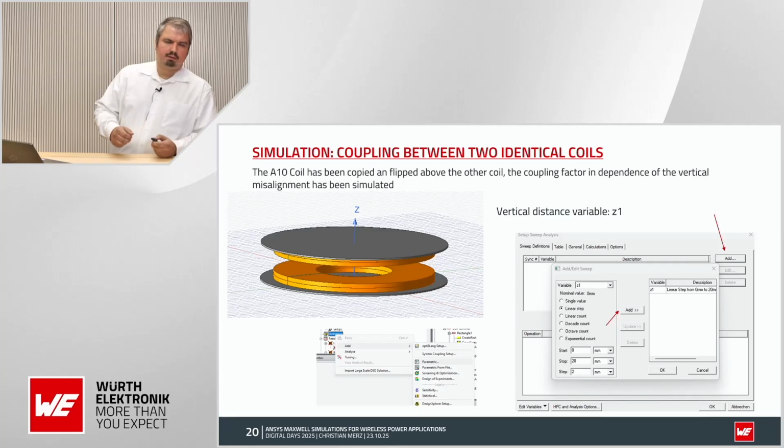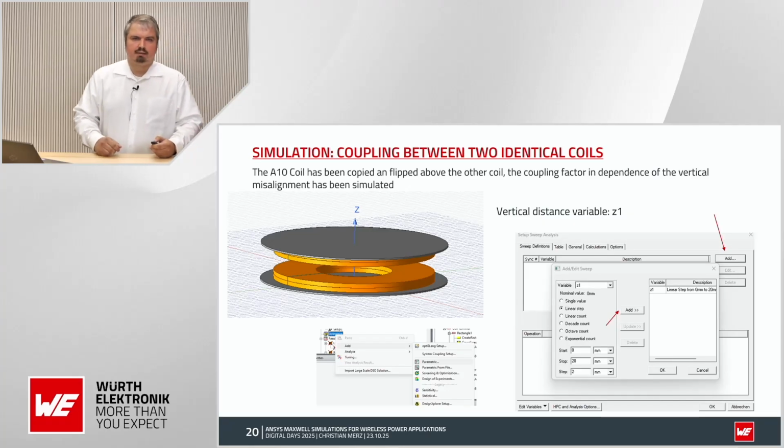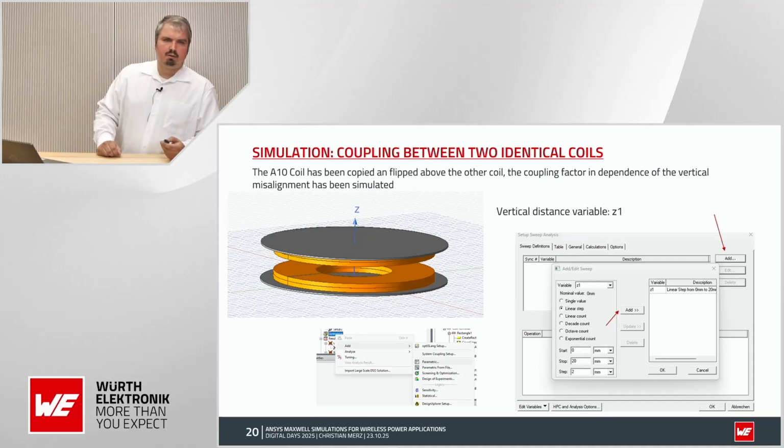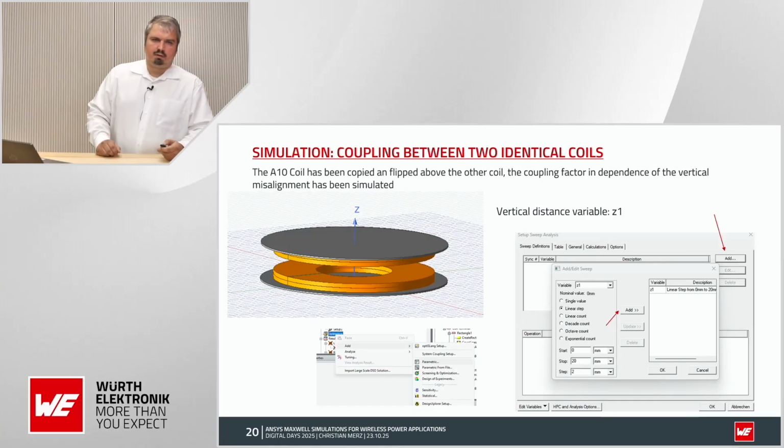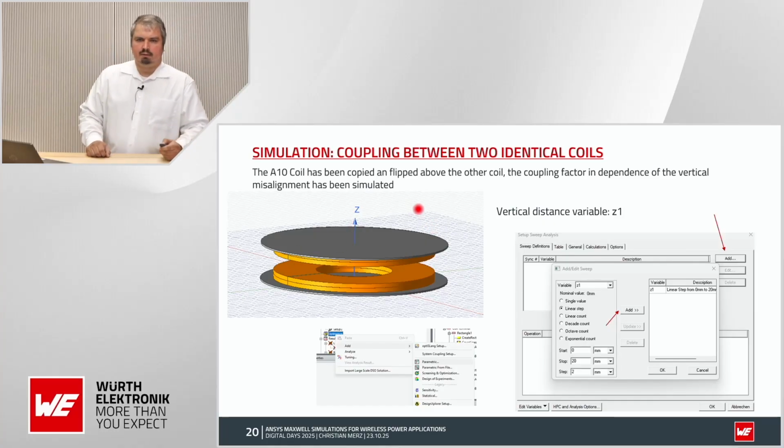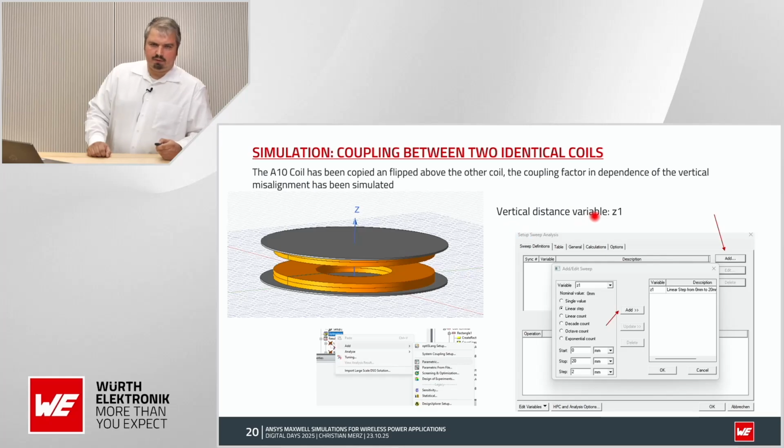Then I'm also interested in the coupling of two coils. So in this case, I just make it very easy. I just copied the design I created, then I flipped it at the top of the primary coil. Then I defined the distance between the two coils by adding a moving vector, and I called the variable Z1, because I move it in the Z direction.